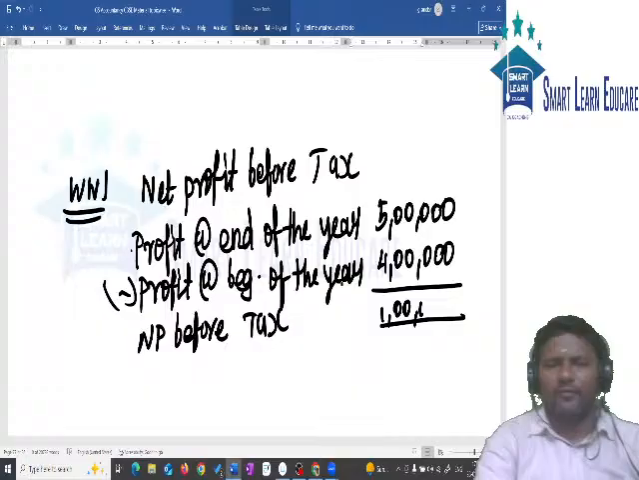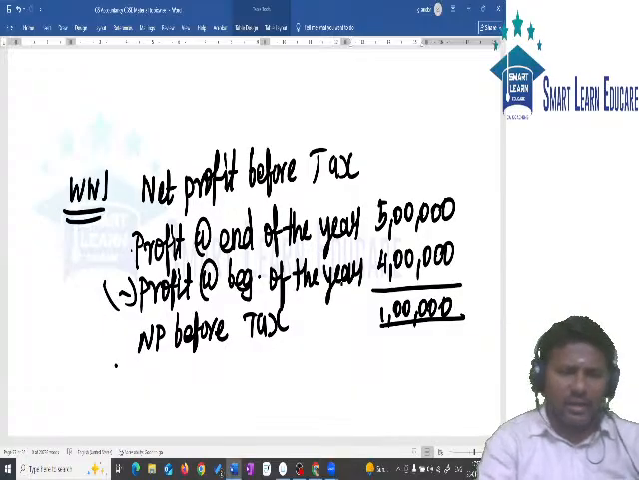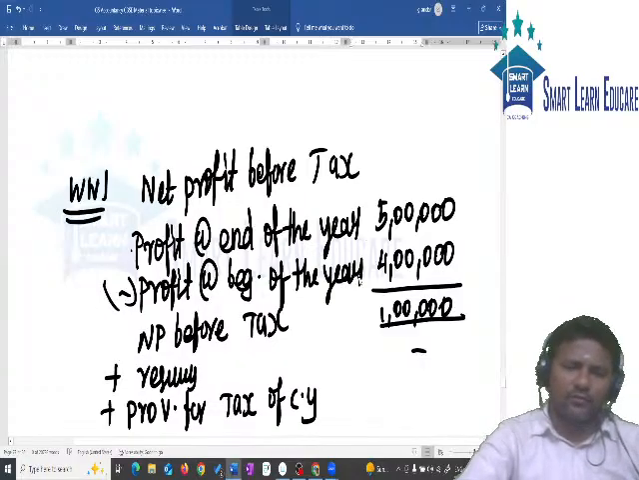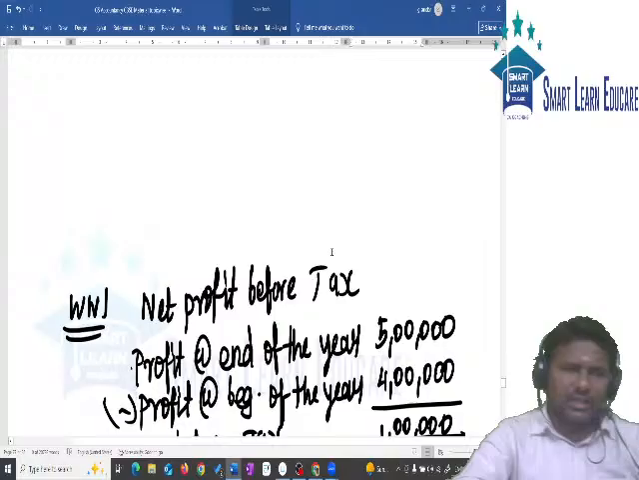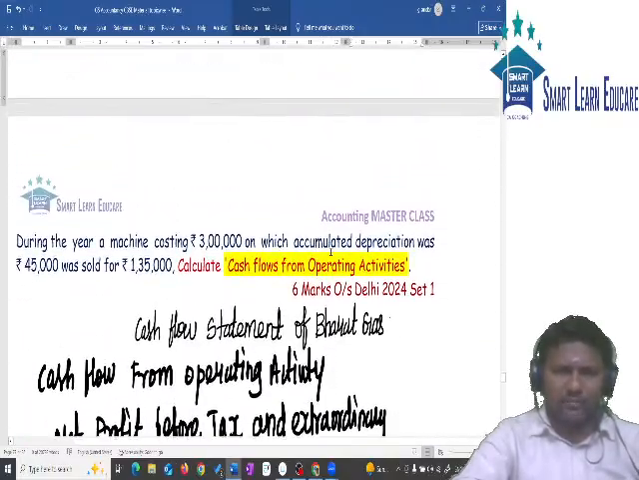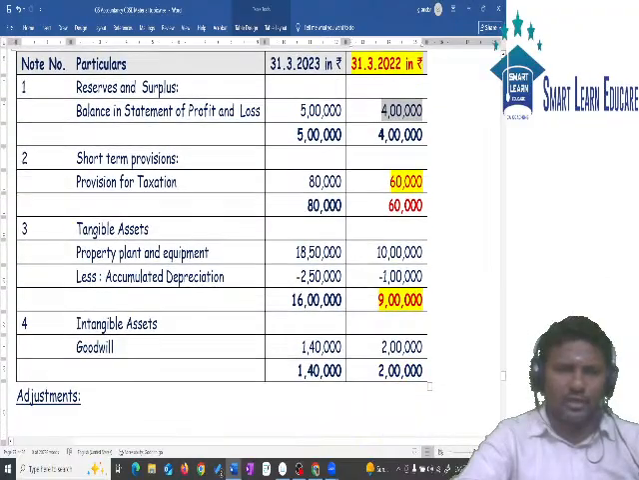With that net profit before tax of 1 lakh, add a reserve. But in this question we don't have a reserve. Add a provision for tax, the provision for tax of the current year. What is the current year provision for tax? You tell me the number for the current year provision for tax.